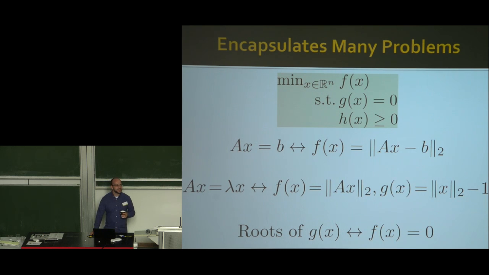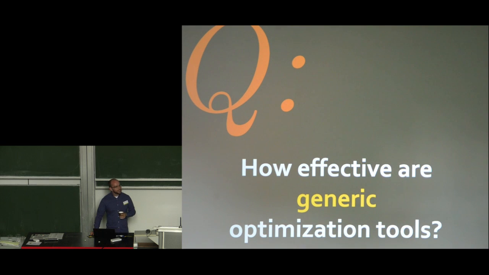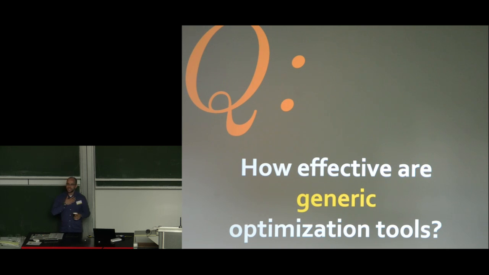So hopefully you can understand that this little green box doesn't have very many characters in it, but it fits a ridiculous number of different problems into it. And this should lead to a question: if I give you an algorithm, and you give me f, g, and h, and I give you x that minimizes that subject to the constraints, how well do you think that algorithm will do?